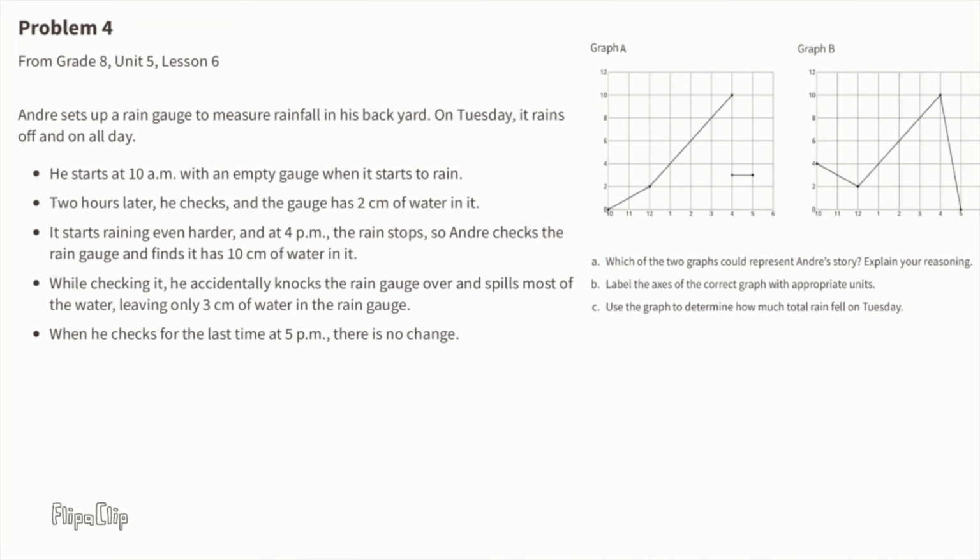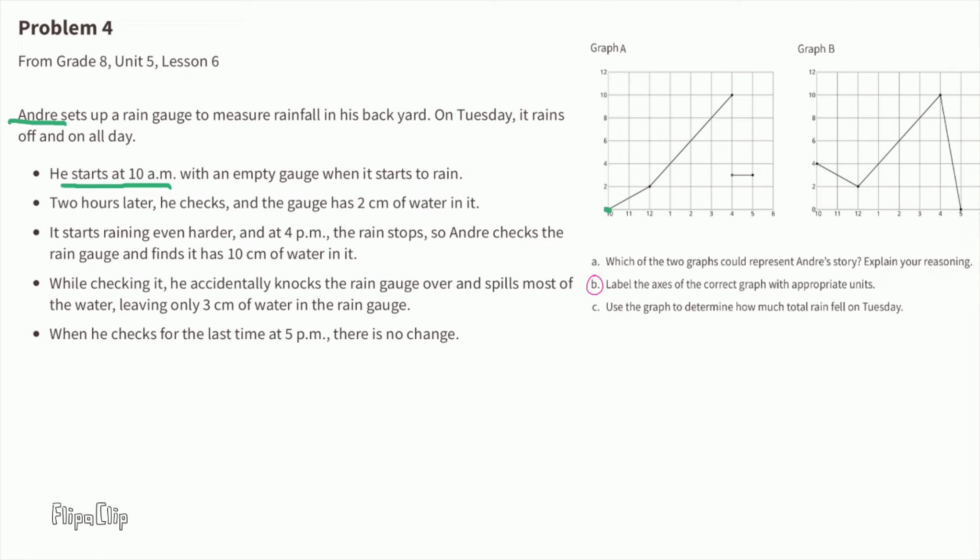Explain your reasoning. Well, there's a couple clues. He starts at 10 a.m. with an empty gauge when it starts to rain. Here you can see on graph A, it starts at 10 a.m. with 0 rain in his gauge. And graph B doesn't start at 10 a.m. So for that reason alone, I'm going with graph A.